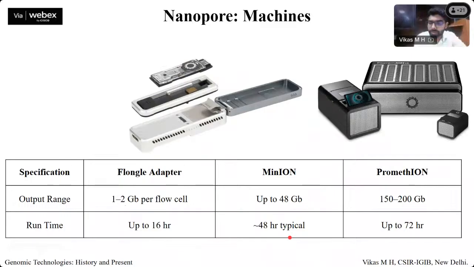hours typically. And if you want to generate longer high data for say some of your samples, you can use the PromethION flow cells, which you cannot carry, these are little bigger ones. So they can generate data up to 150 to 200 GBs, and these can be used for a higher level profiling.